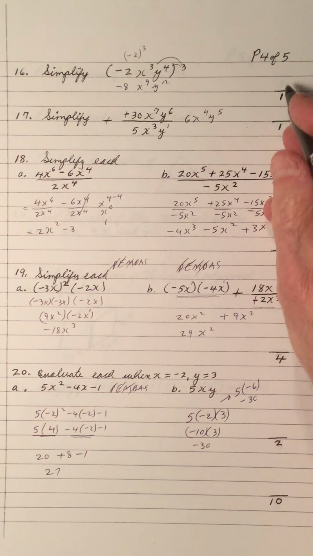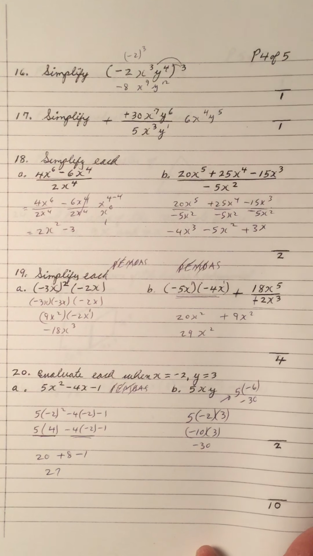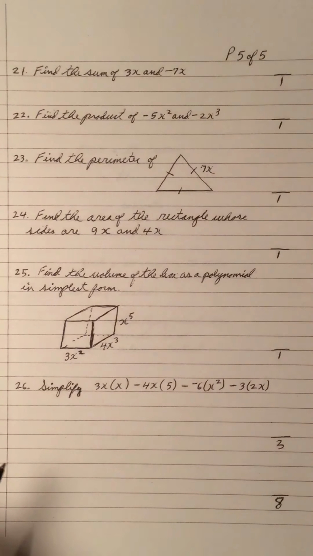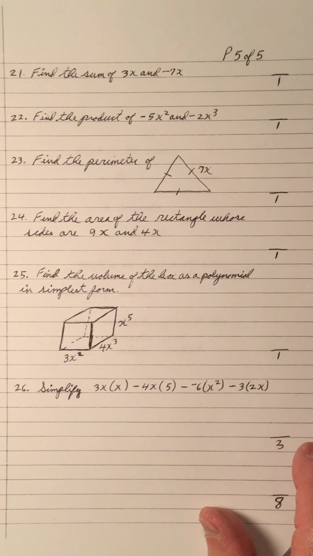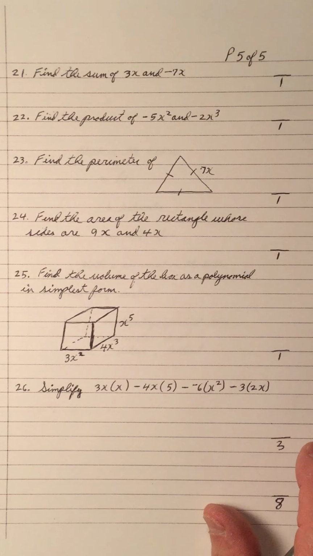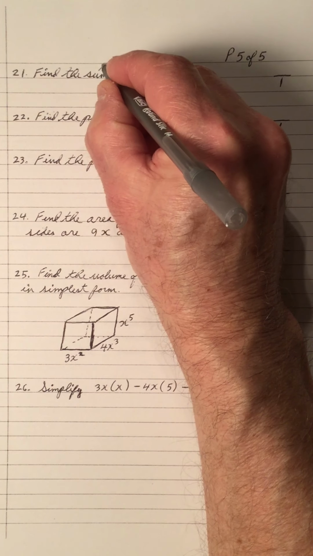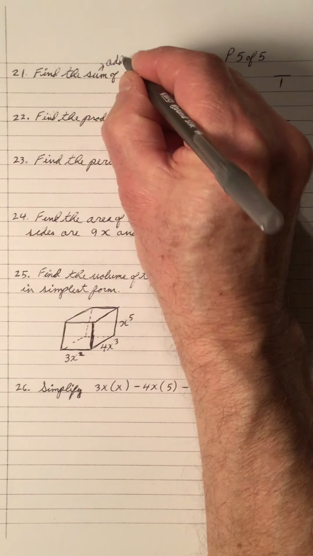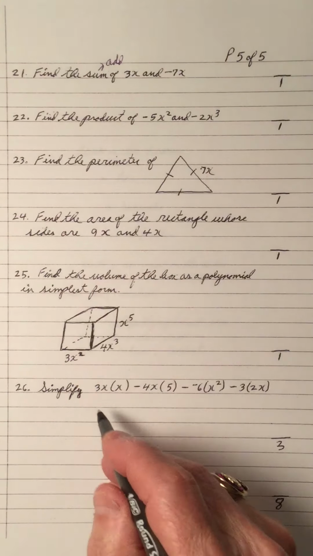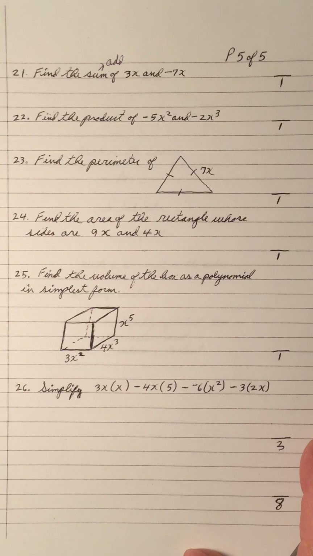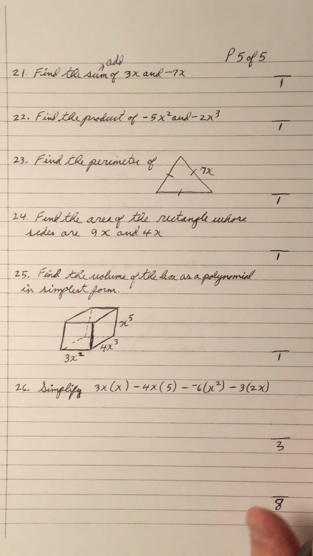Put your score down, add it all up, see how many you got right. Here we go. Now, find the sum of these. Sum means add. Don't forget to pause your video, work all these out to see how many you're going to get right.